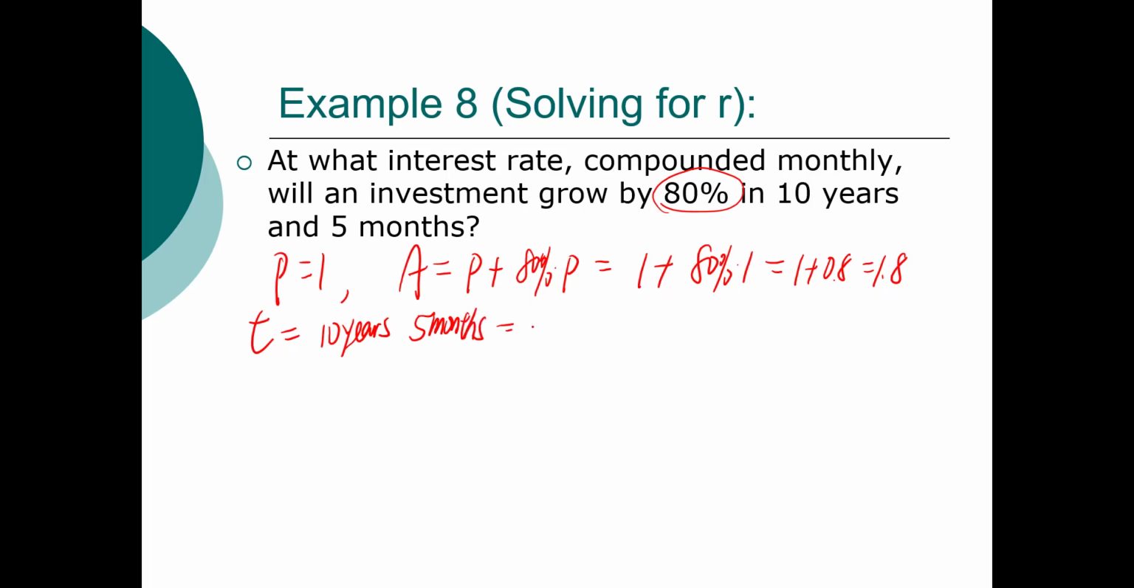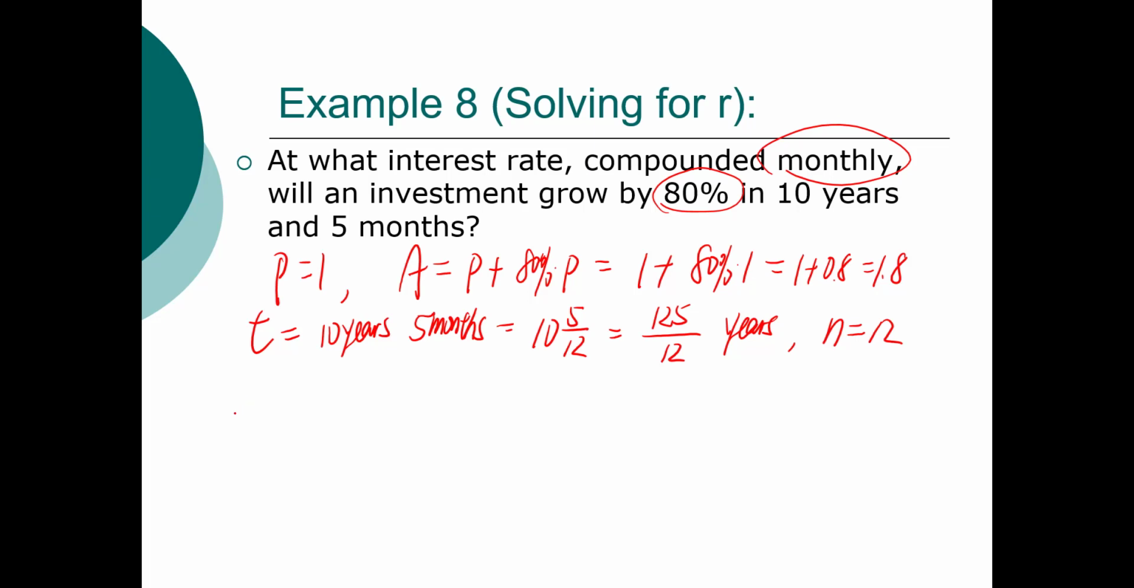Time t is 10 years and 5 months, that's 10 and then 5 over 12. We're going to turn it into an improper fraction. 10 times 12, that's 120, adding 5, 125 over 12 years. And the compounding is monthly, so n equals 12. Now we have all the information given. Let's just solve for the rate.